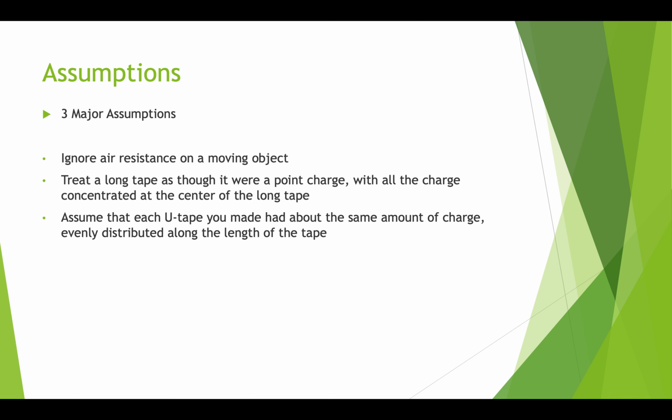So this lab required some major assumptions to be made. One of them is to ignore air resistance on a moving object, because it will likely be negligible due to the location of where the experiment is occurring. Another is to treat a long tape as if it were a point charge, with all the charge concentrated at the center of the tape, so that Coulomb's law can be applied to the experiment. Finally, we are going to assume that each U-tape made had about the same amount of charge, evenly distributed along the length of the tape.